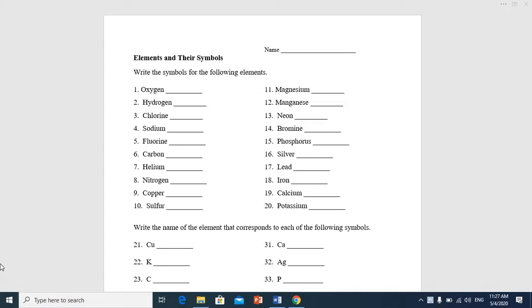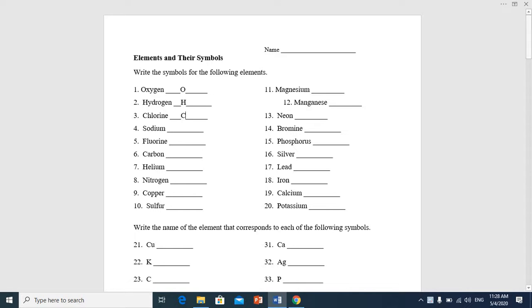So let's start from the first question. It asks us to write the symbol of all of these elements. You can use the periodic table if you cannot get them all, but I will help you with some of them. Oxygen, we took it a lot of times. Yes, oxygen is O. And hydrogen is, yes, excellent, H.